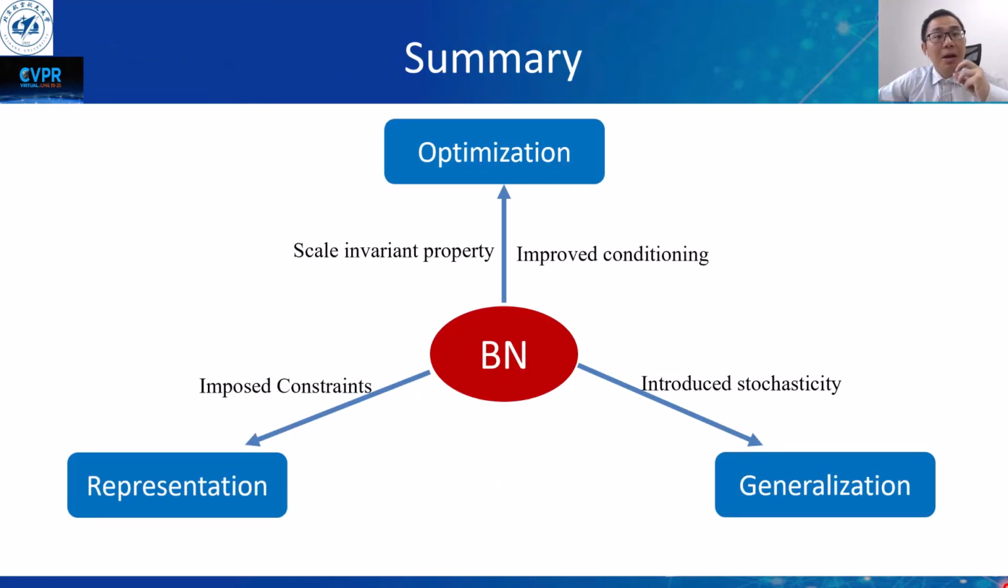In summary, this part illustrates that normalization can affect the model's representation, optimization, and generalization. We attribute that its scale invariance can stabilize training, and its improved conditioning can accelerate convergence, therefore both benefit optimization. We showed that the introduced stochasticity of normalizing along the batch dimension can benefit generalization. We also showed that the imposed constraints on the activations of normalization can affect the model's representation.